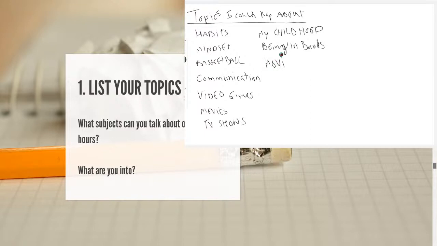I'm doing this, I'm not filtering out, just whatever comes to mind, I'm putting it down, knowing that I'm not committed to any one of these topics. It's just getting it out of my head so I can free up space to make decisions later on, problem solve later.